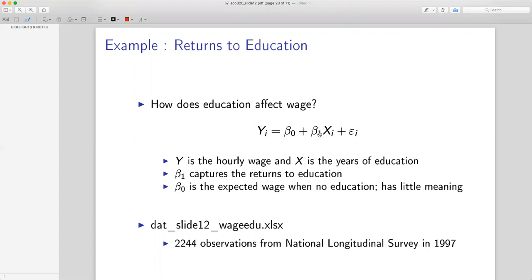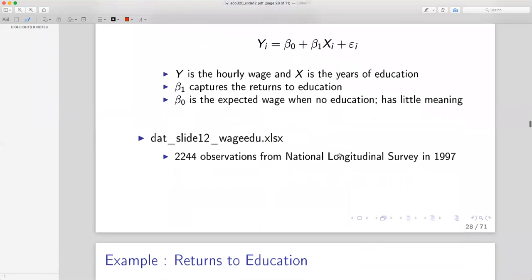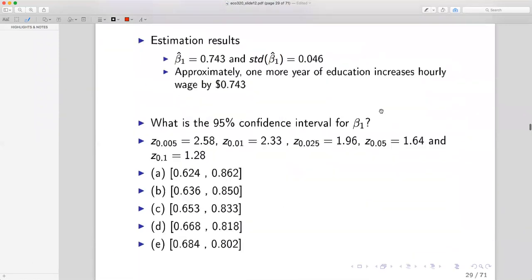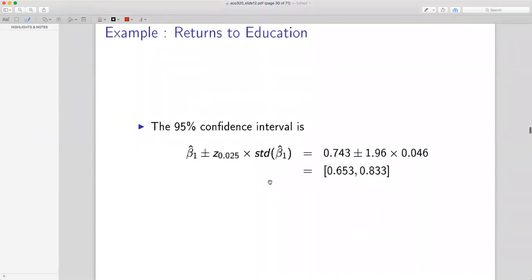For example, if beta 1 is, let's say, 0.2, then when you have 1 year more of education, your hourly wage Y increases by 0.2 bucks, or 20 cents. So those kinds of things. Beta 1, which is the slope, captures the return to education. Beta 0 is the expected wage when there is no education, when X equals 0, so it doesn't mean much. You should be able to try to do this, okay?